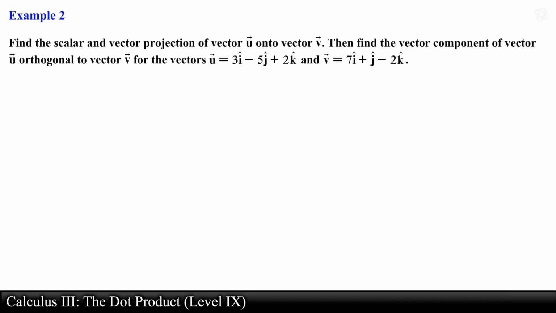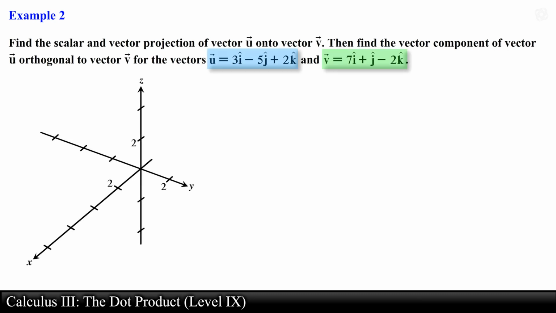Find the scalar and vector projection of vector u onto vector v. Then find the vector component of vector u orthogonal to vector v for the vectors u and v. Alright, in this example, we are given two vectors in space.